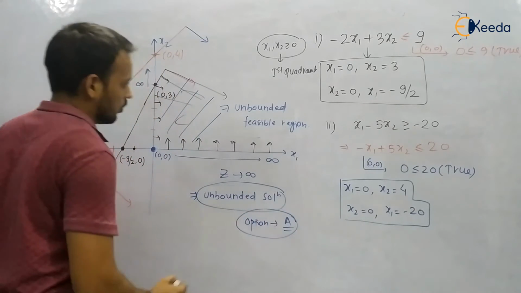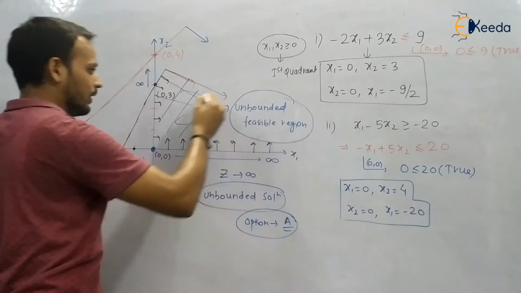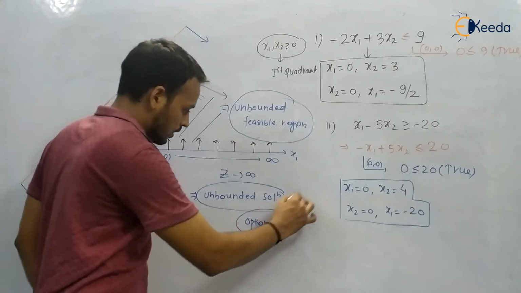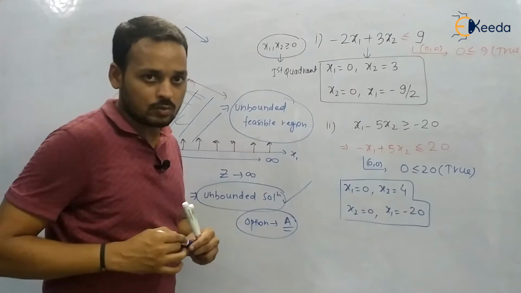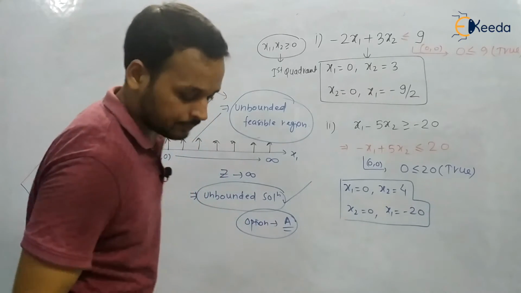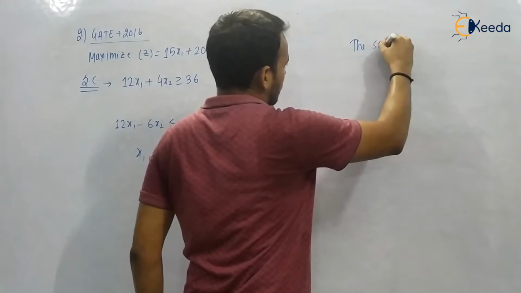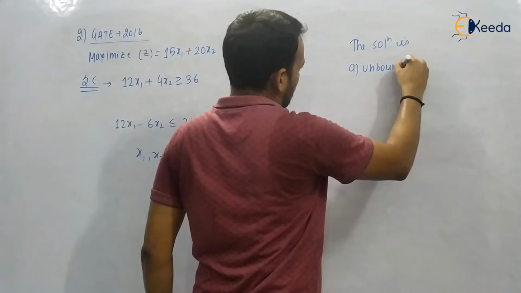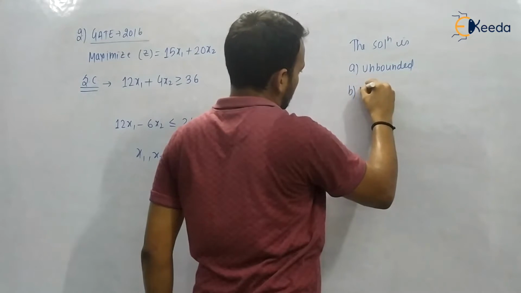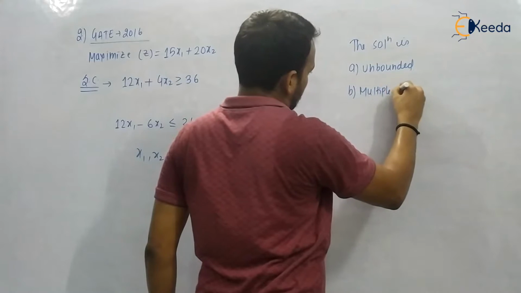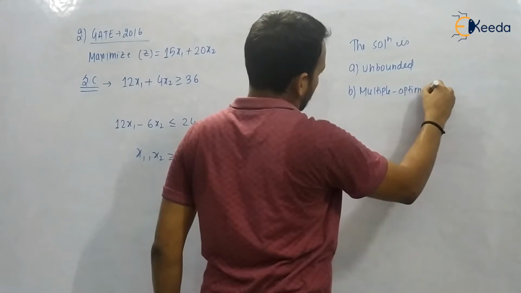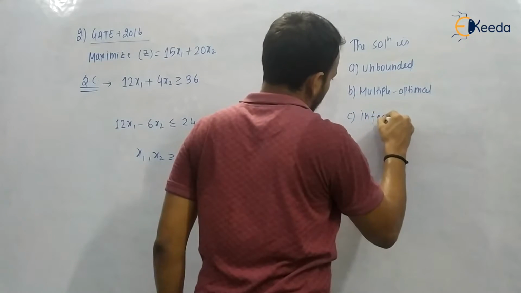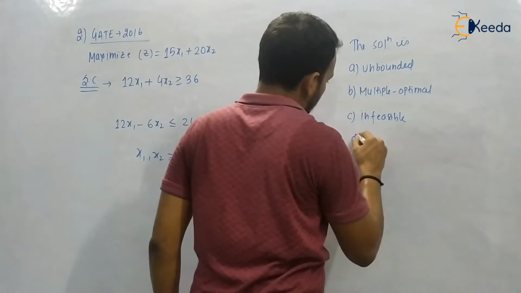Unbounded solution. Since it is of maximization type, the answer is unbounded solution. So A is unbounded, B is multiple optimal, C is infeasible, and D is degenerate.